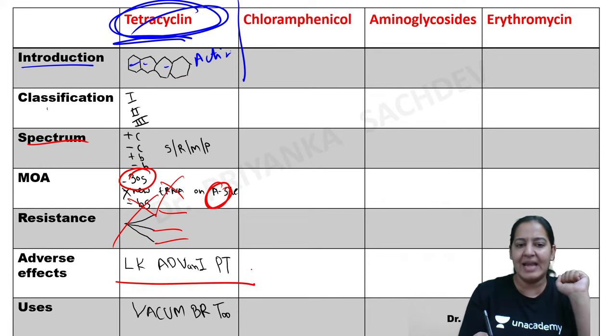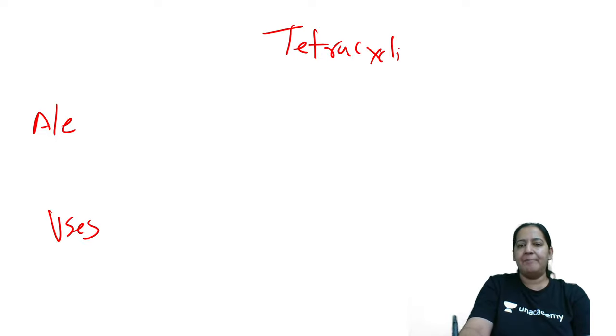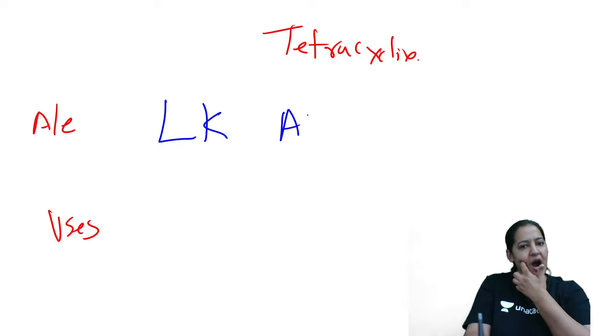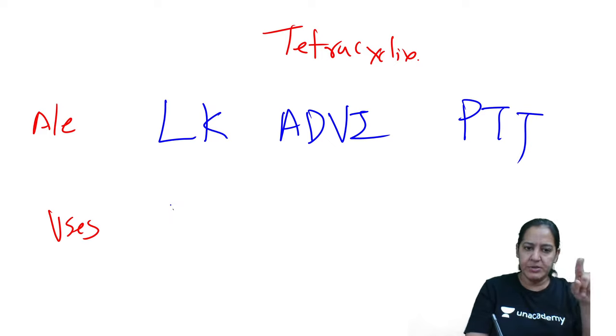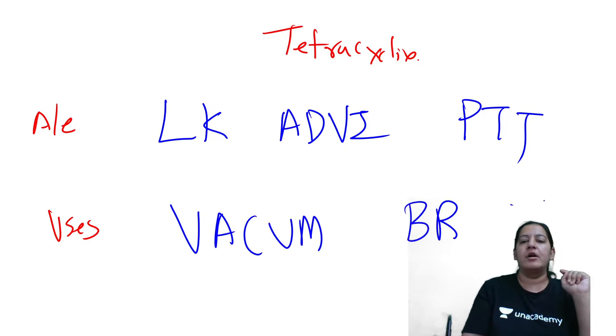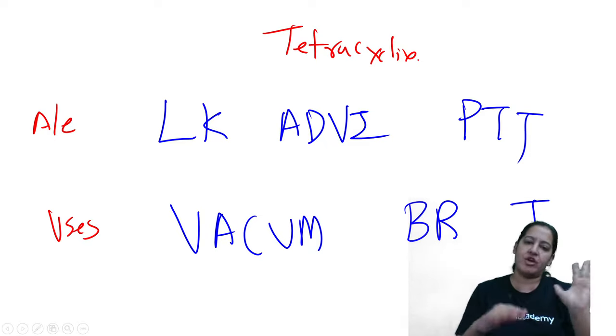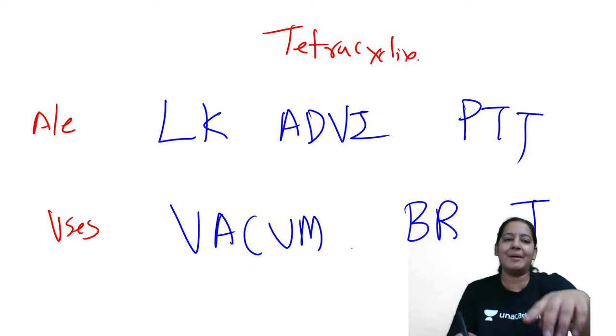For adverse effects and uses, the mnemonic is: LK ADI PT teacher, and uses vacuum bedroom. We will revise adverse effects and uses on a separate page. The mnemonic for adverse effects is LK ADI PT teacher, and for uses, vacuum V-A-C-U-M, bedroom B-R. Vacuum the bedroom. Can you tell me the full forms?